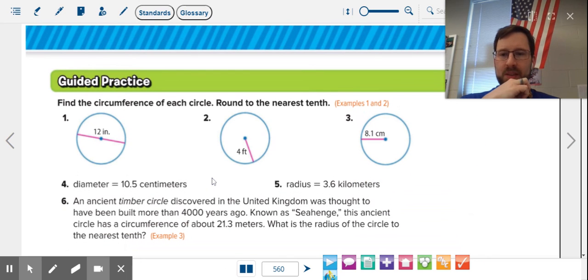All right, that is it for today. Use your formula, C equals 2 pi r or C equals pi d, depending on if you have the diameter or the radius. Take your time, do whatever it takes to dominate this lesson, even if that includes contacting me via email, Canvas, or talking to me in class.